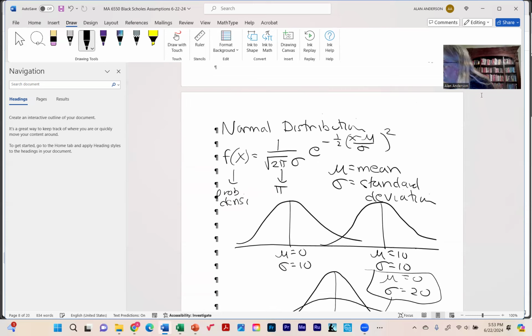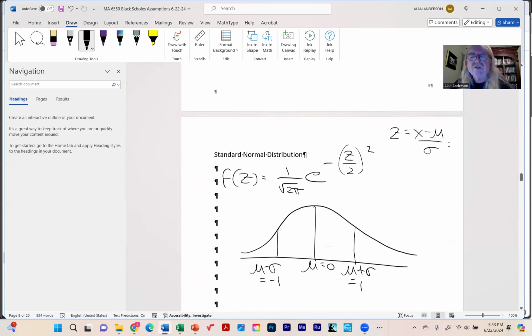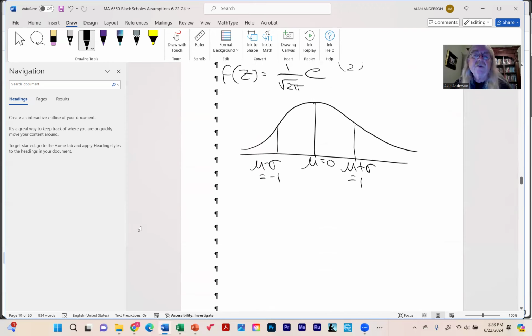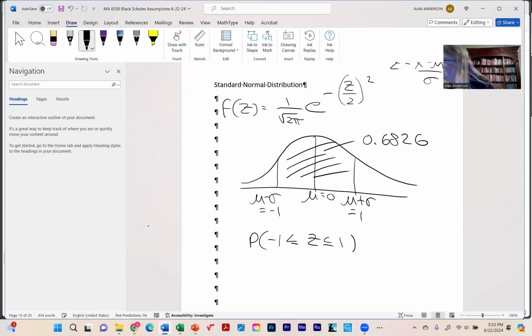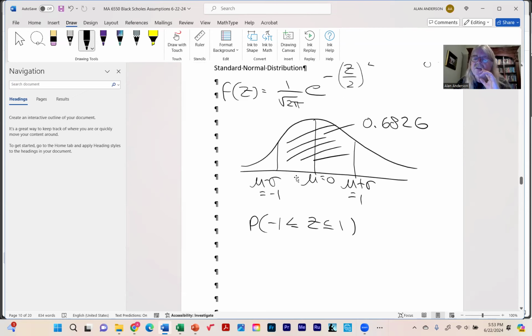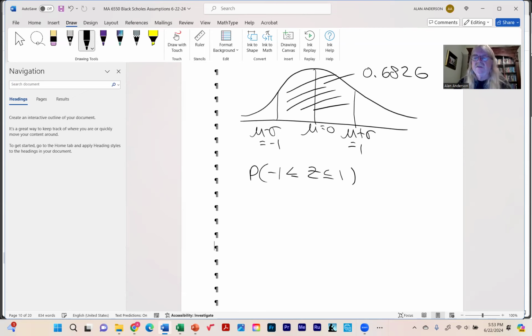They provide us with probabilities of being within a range of two values. Just as a quick example, we've already seen this one, the one that I goofed up before. The probability of z being between these two values is 0.6826.